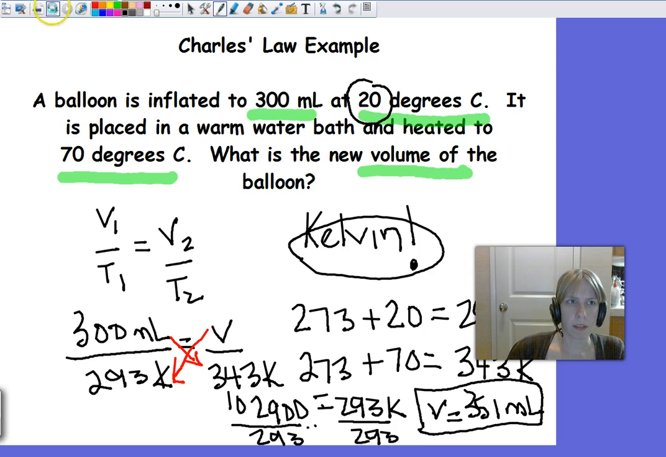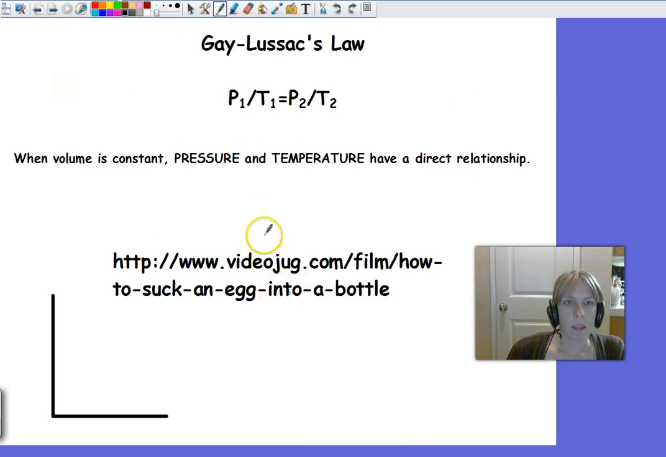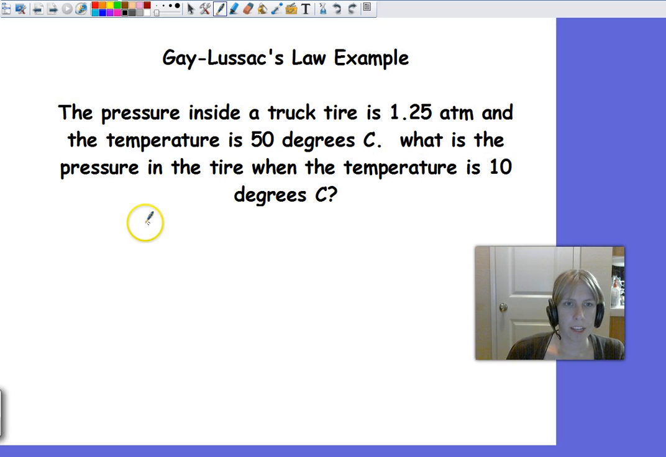Let's take a look at our next gas law. Here we have Gay-Lussac's law, and it states that when volume is constant, we have pressure and temperature having a direct relationship. So this is going to give us a graph that looks like our last one for Charles' law. So just a straight line when we look at our pressure and our temperature. And in action, let's take a look at a problem.